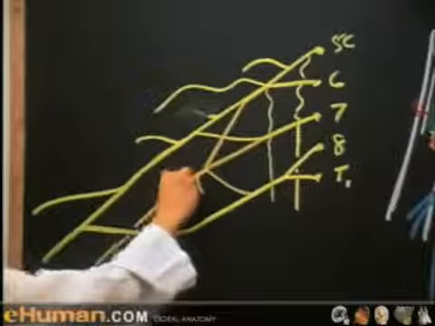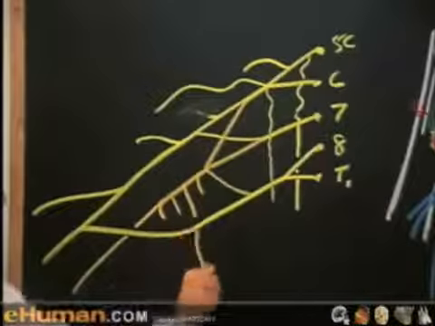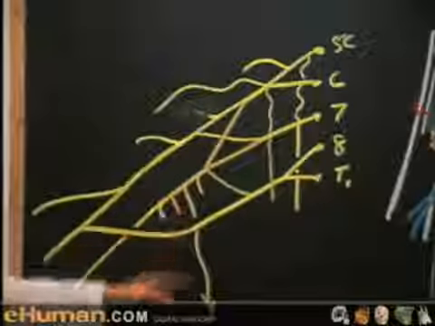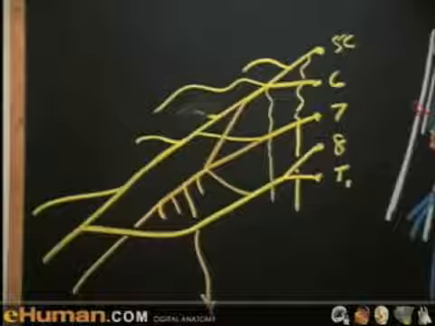And then in the middle here, we have the thoracodorsal nerve, which passes down on the posterior wall of the axilla to supply the latissimus dorsi muscle.